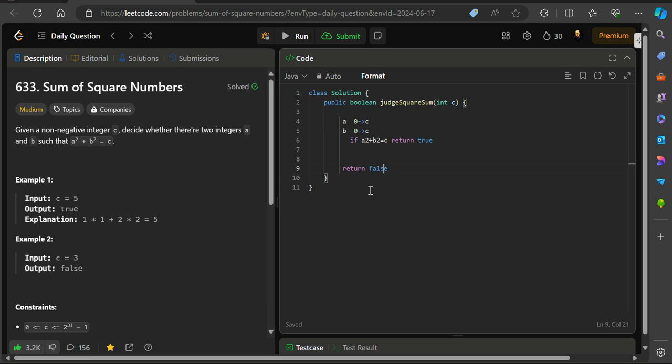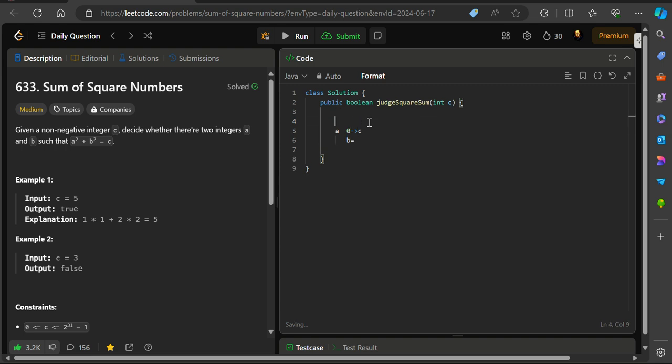So can we optimize this? Yes, you can optimize this by some constraint. So instead of having two loops, let's keep a as it is. Earlier there were two loops. Now let's take only a loop. So a will run from 0 to c. Now for b, can we do one thing for determining it?